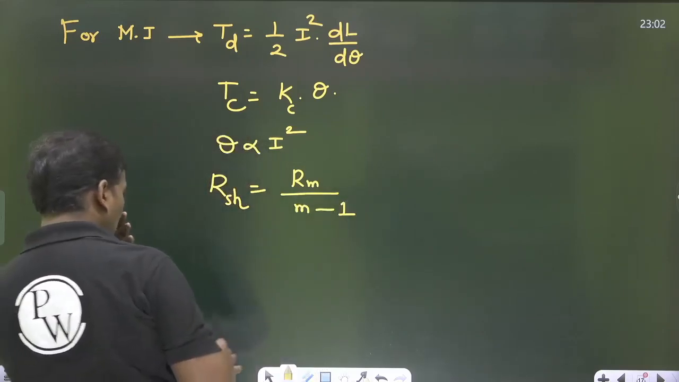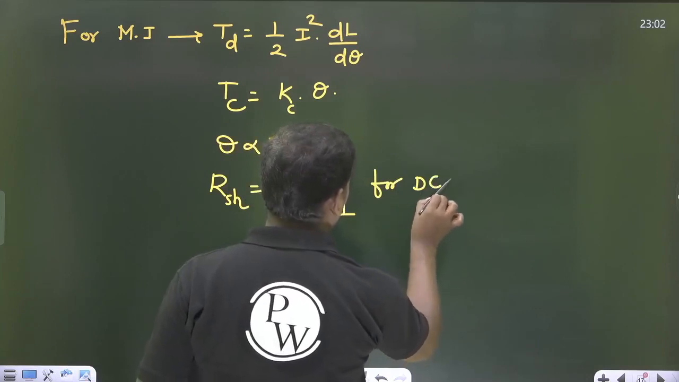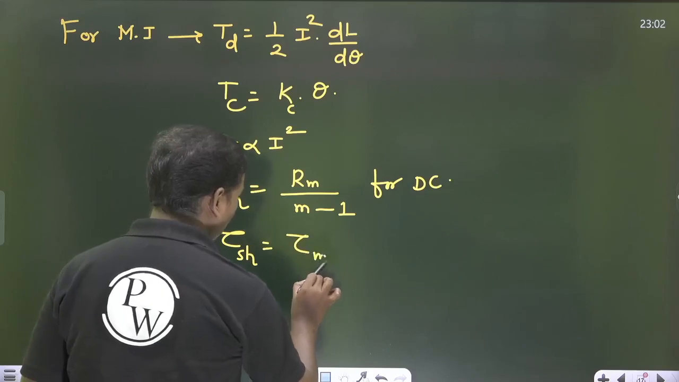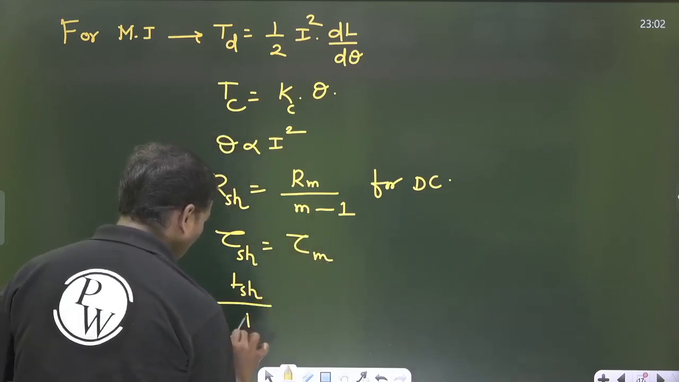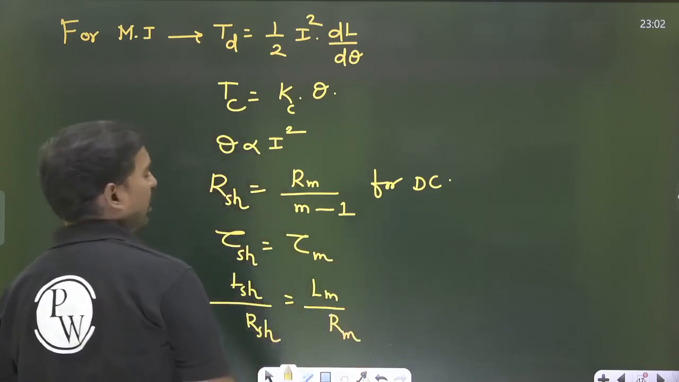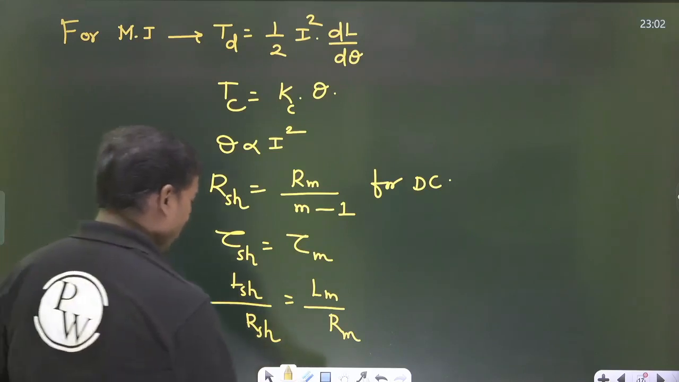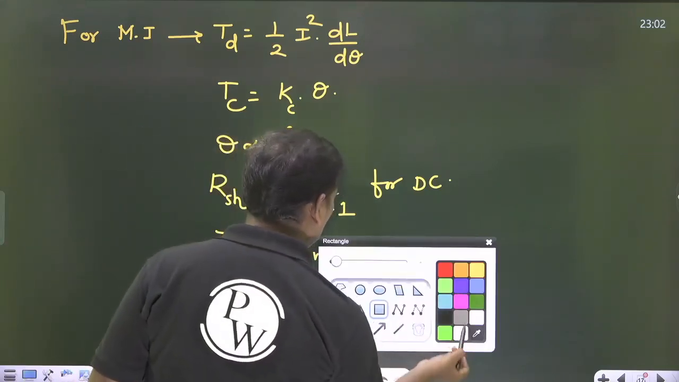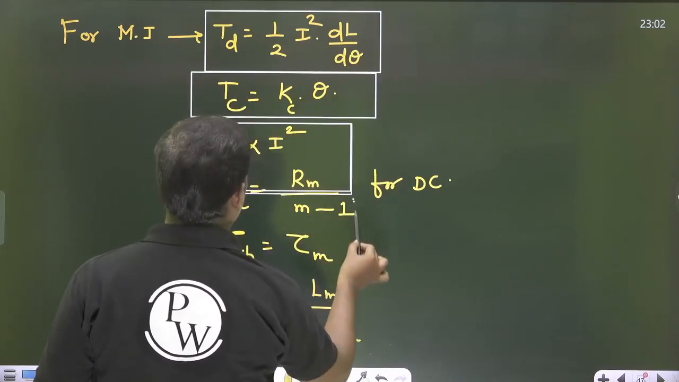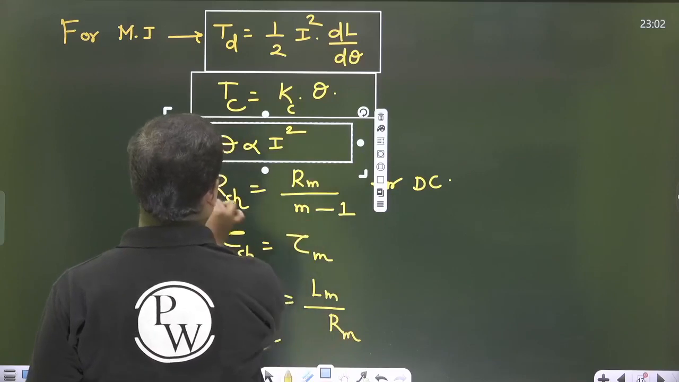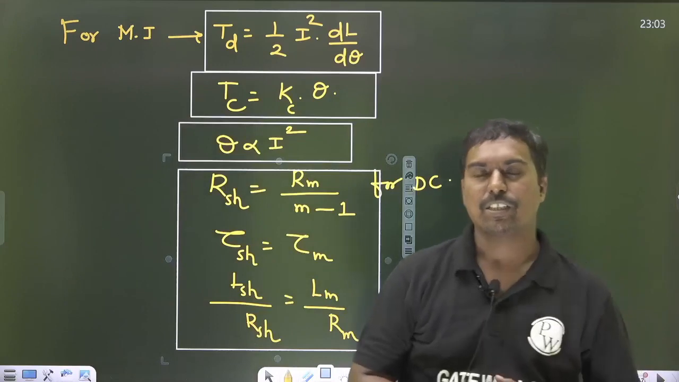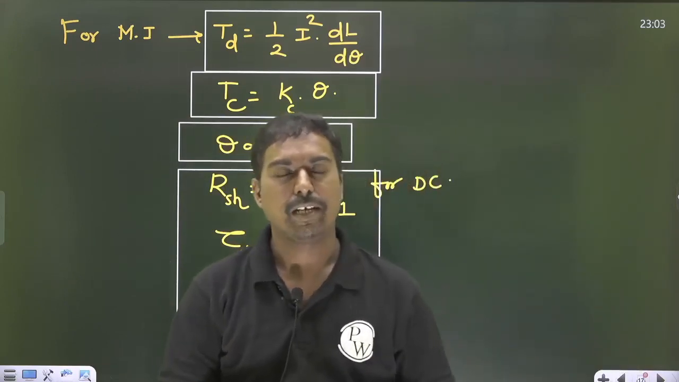Okay? For DC and AC we have the condition of tau SH equal to tau M. This is LSH by RSH equal to LM by RM. All these things try to remember. So based on this, we will go for the numerical questions on deflection torque and controlling torque. Based on this, we'll go for a good amount of numerical questions.